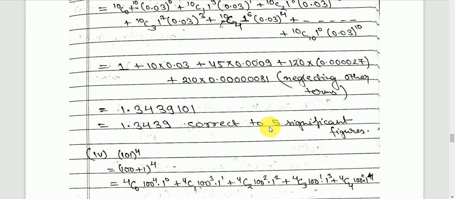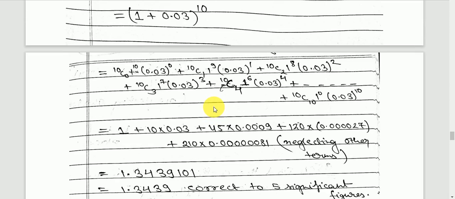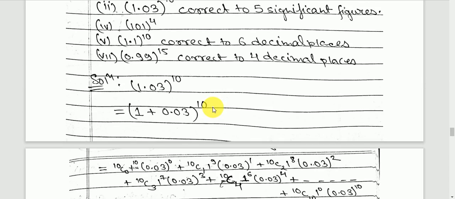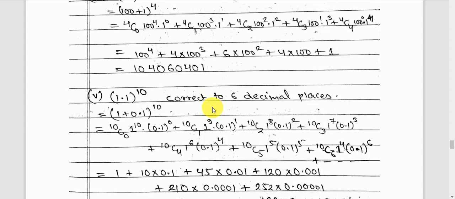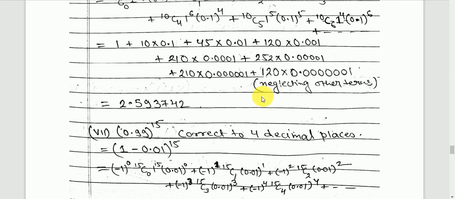Now correct to 5 significant figures means you have to forget the decimal and then count how many digits are there. 5 should be there. Anyway, this type of question will not be asked in the school examination nor in the board examination. It's just to show you that yes, the binomial theorem can be used for this type of calculation also. You can just go through it. Otherwise this is not of much importance from the examination point of view.